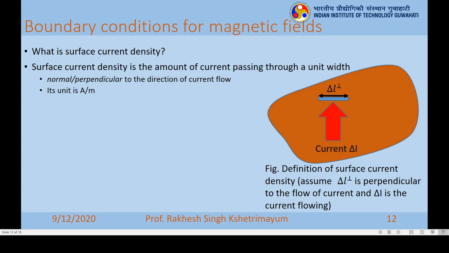Okay, let us first define what is surface current density. Surface current density is the amount of current passing through a unit width. Consider this unit width perpendicular to the direction of current flow. It has to be perpendicular to the direction of current flow, and its unit is ampere per meter. So now let us try to understand it properly by using this diagram in the right hand side.